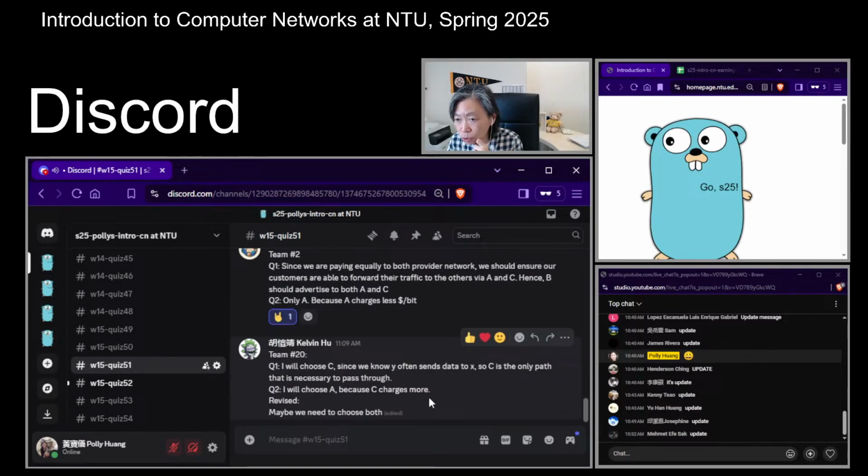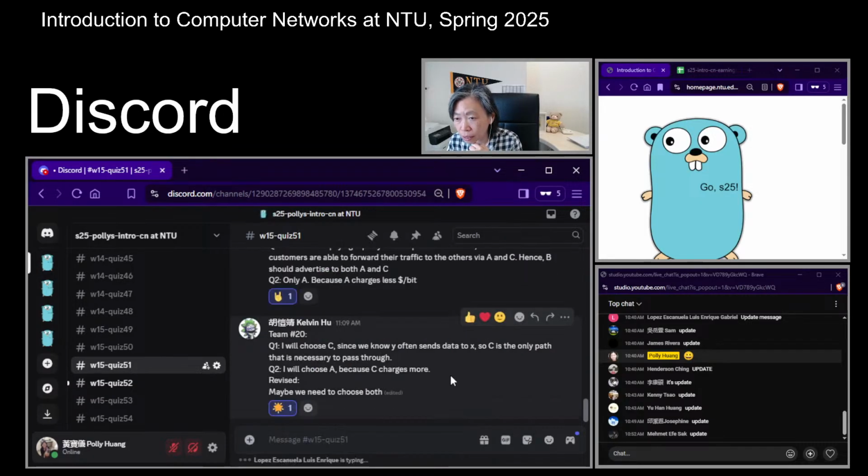And I would choose C since we know Y often send to X, so C is the only pass. Very good, Calvin. And I would choose A because C charges more to save money. Maybe you need to choose both. You mean Q1? Or does anyone say that for Q2 you still advertise to both?